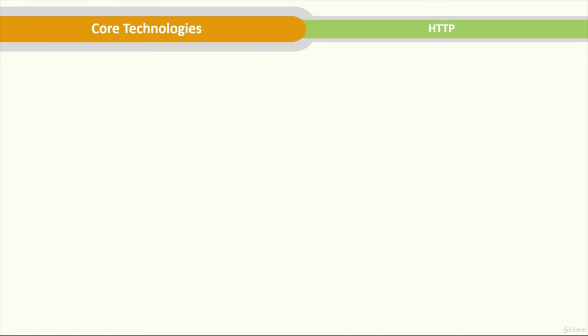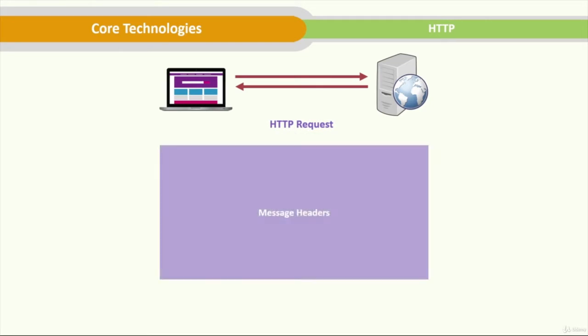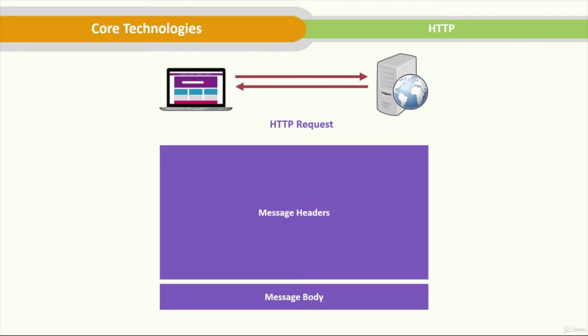So first, let's talk about HTTP requests and responses. An HTTP request is made by the web browser, and HTTP responses are sent by the server. So let's have a look at the HTTP request message. Request messages are comprised of two parts: the message headers and the message body. Headers provide both the server and the client instructions on how to handle the message. So the structure of a request looks like this.